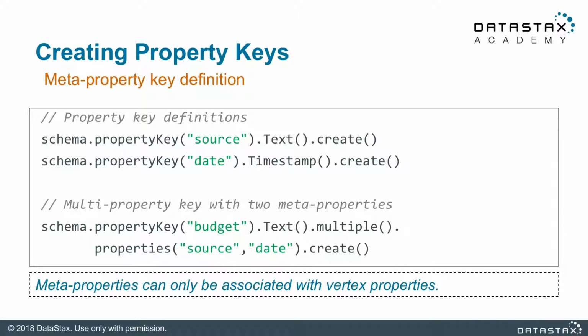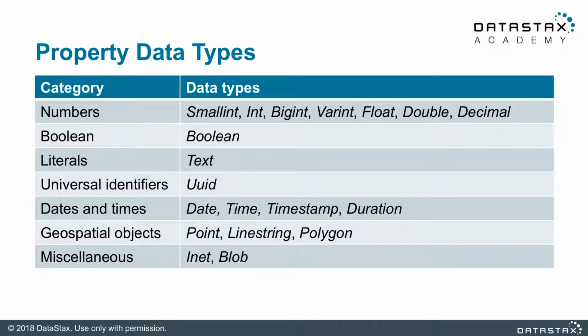DSE Graph also allows for the creation of meta properties, or multiple properties within a given property key. You can see that we define a source and a date property key, each with a different data type, and we can include them inside of our budget property key. It's also worth noting that meta properties can only be used with vertex properties and can be applied to single or multiple cardinality properties. Here's a list of supported property data types.